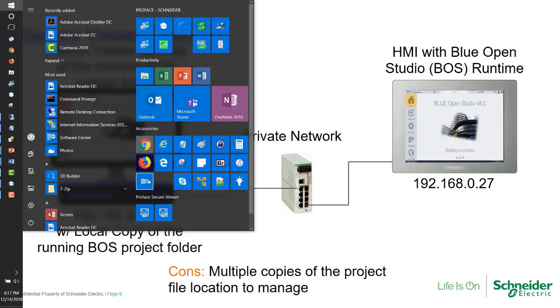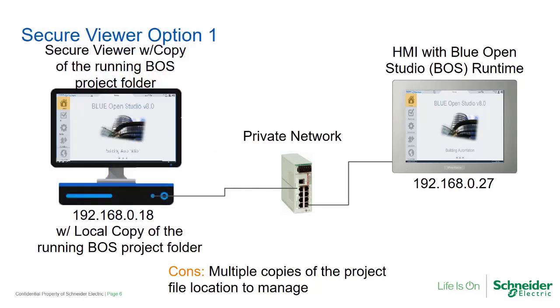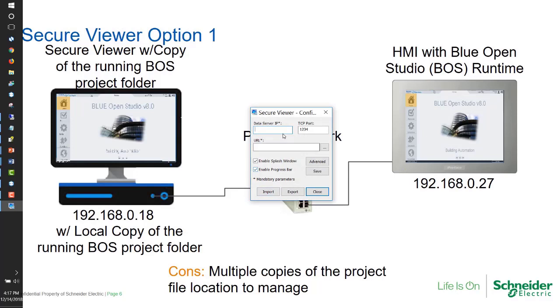So I'm going to go ahead and launch the Secure Viewer Configuration Utility. And with that, I'm going to configure the data server IP address to be the IP address of my runtime HMI.